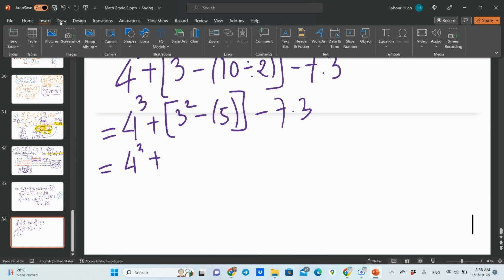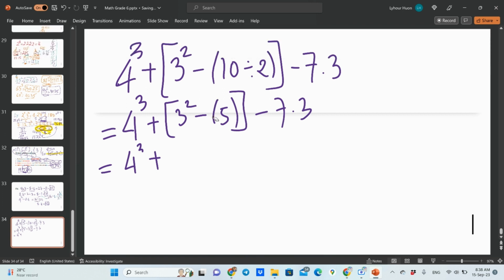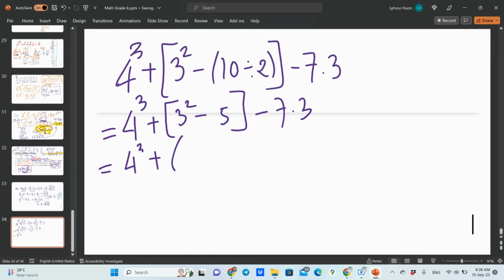The parenthesis is already done for the computations, because there's only one number now. So this means we multiply 3 by 3, because it's 2 times. So 3 squared, which is 3 times 3, minus 5, and the rest keep the same.